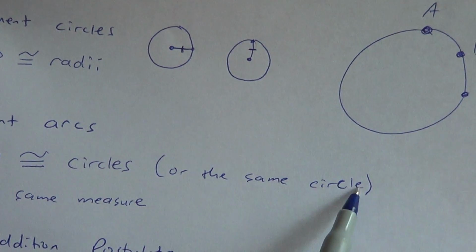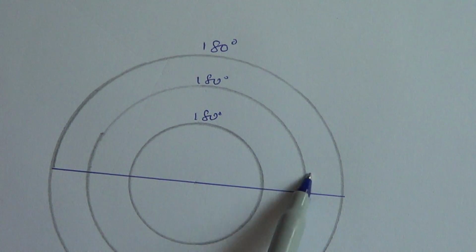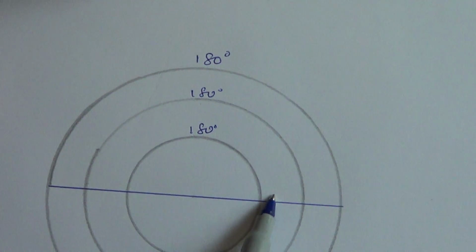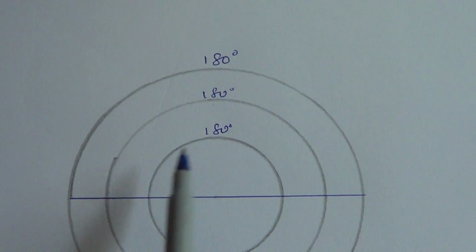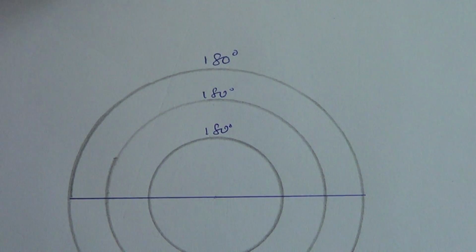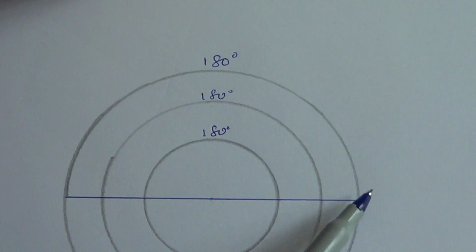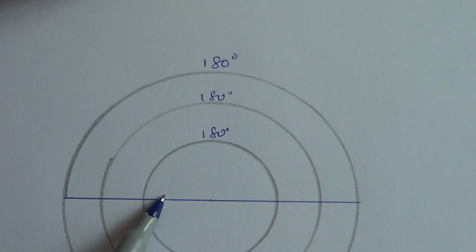Or the same circle? No, these are different circles. They have the same center point, but they actually are different circles. So these are not congruent arcs. Congruent arcs need congruent circles and the same measure. These are not in congruent circles. One of the things that has to be true for congruent arcs is it has to be the same distance as well. We're going to get to distance later on for an arc. These distances are obviously different.